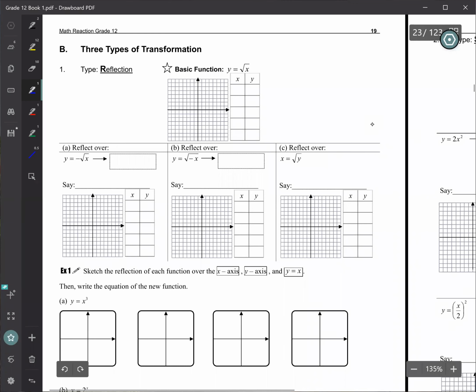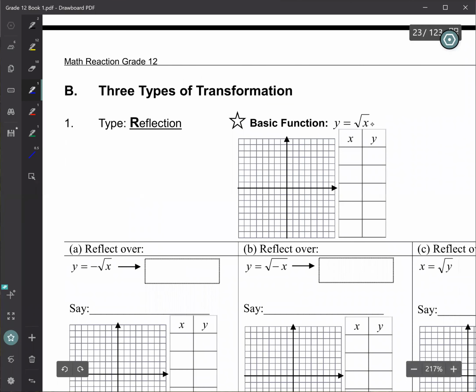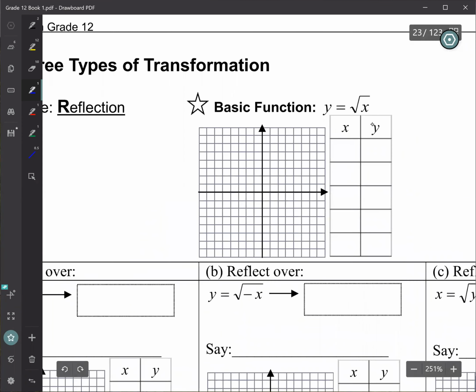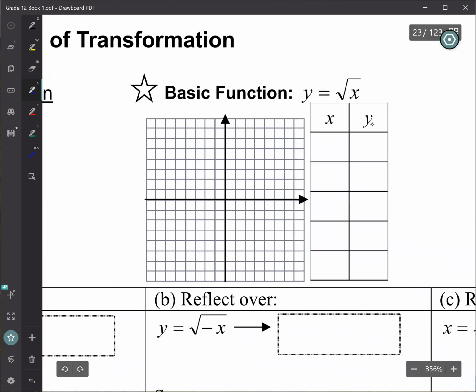Right, so just like we said before, if we want to transform, we must have a basic function. Okay, so this one is a square root function. So if you haven't forgotten, you can fill in the table of values and graph it out now. If you forgot, you can look at the previous page. So draw it out. After you finish drawing the basic function, raise your hand.